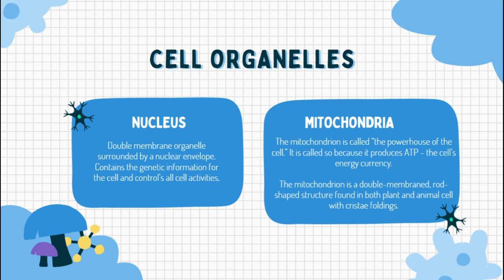So it's also double membraned, right? It's a double membrane rod shaped structure that is found in both plant and animal cells with cristae foldings. So this means that the mitochondria is not just found in animal cells, it's in both animal and plant cells, right? It is there basically in all eukaryotic cells.